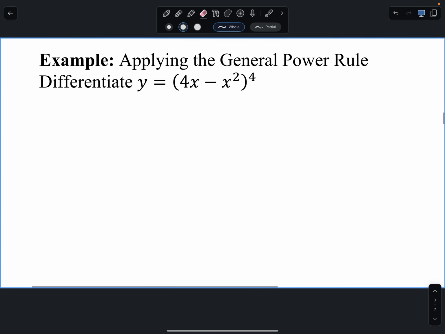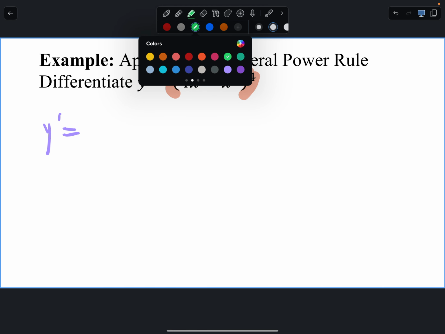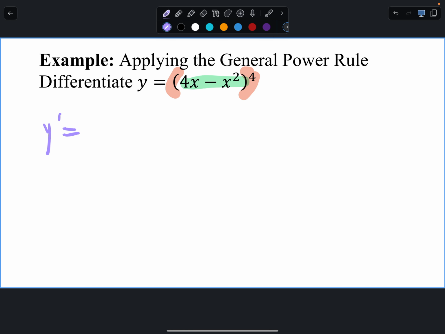So something like this, y prime, talking through it, thinking: okay, outside function and inside function, derivative of the outside, leave the inside alone, and then you do want to be careful when you find the derivative of the inside. You do need to make sure you're using grouping symbols, because what is the derivative of the inside? Yeah, 4 minus 2x.